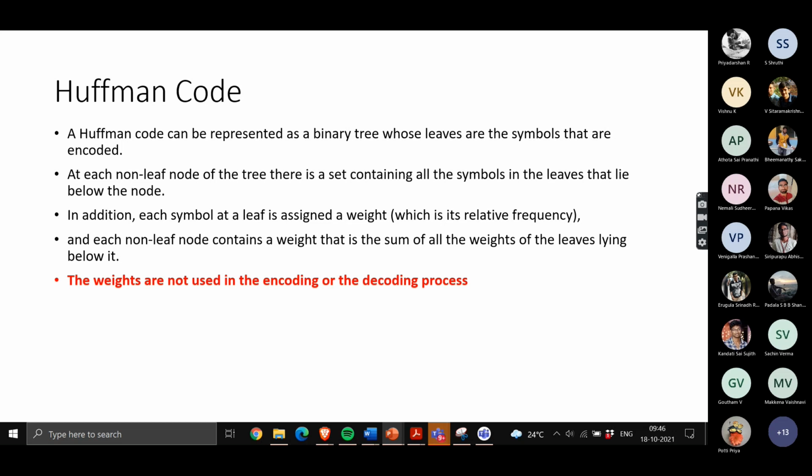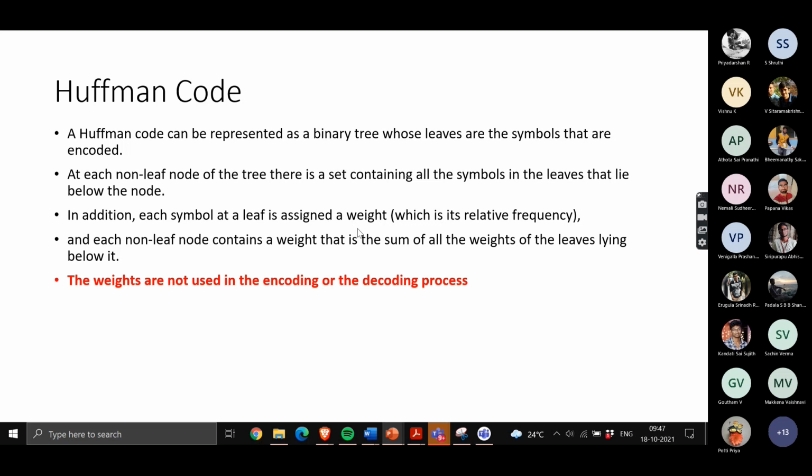So now we are going to represent the message in the form of a Huffman code. That Huffman code is nothing but treated as a binary tree. We are representing the whole information in the form of a binary tree. Okay, so how will it look? What information will you have at each and every node? At each and every node, you will have a symbol and also the associated weight.